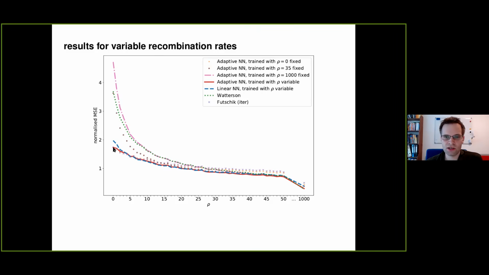So for low recombination rates, Fu and Li's estimator is best, and the adaptive neural network can learn that. And for high recombination rates, Watterson is the best, and the neural network also learns that. And for intermediate, it's also superior to the other ones. In contrast, if you train it on a data set where only, for example, high recombination rate is available, then it's of course much worse if there's no recombination.